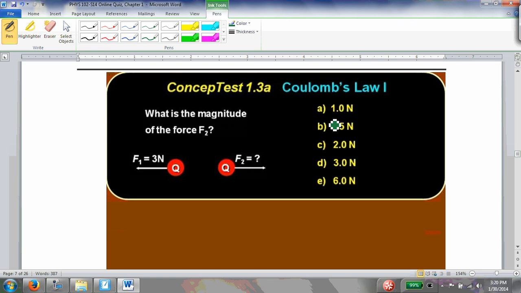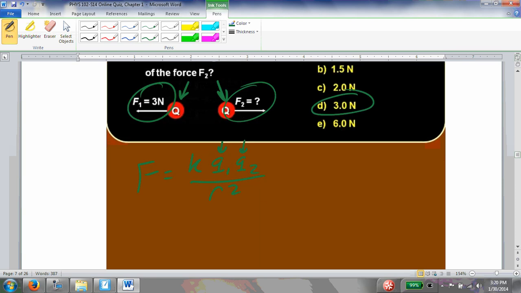What is the magnitude of the force F2? Well, Newton's third law says that for every force, I have to have an equal and opposite force. So if I have 3 newtons here, I'm also going to have 3 newtons here. That arises from Newton's third law, but it also arises from Coulomb's law, which obeys Newton's third law. Notice that both forces are represented here. And so if I'm calculating the force for this charge or the force for that charge, I'm going to calculate the same value, okay? Because each of the charges is included when I'm calculating the force.